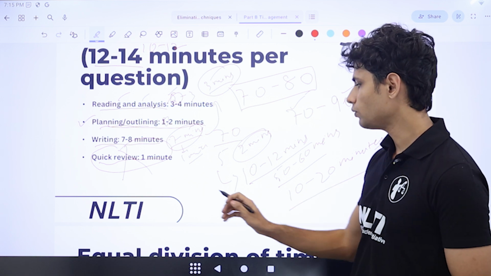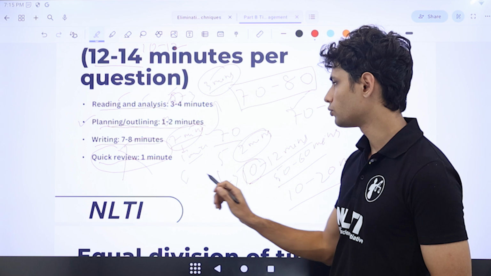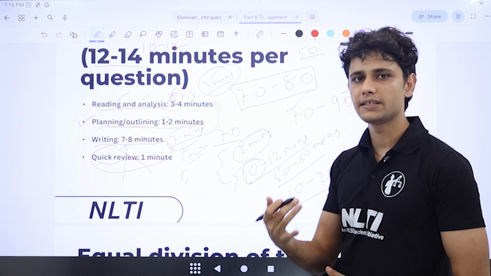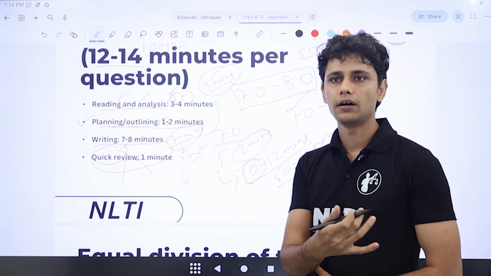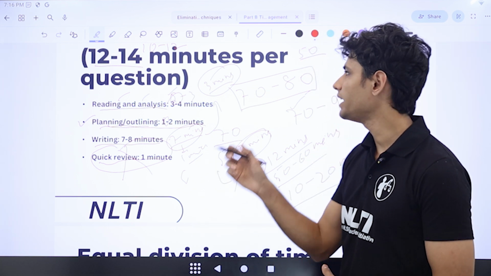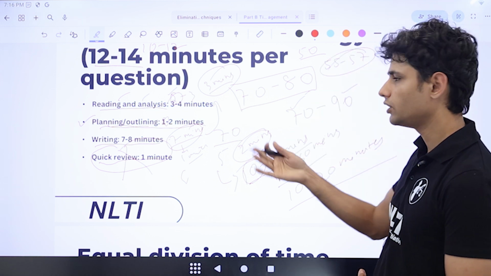Because if you're aiming to finish every question within 10 minutes, which will come down to a total of 50 minutes, most students don't finish within 50 minutes because in the exam you have pressure, you have other externalities which come into the picture. So maybe you will take about 55 to 57 minutes and then whatever time is left you dedicate it to the essay.